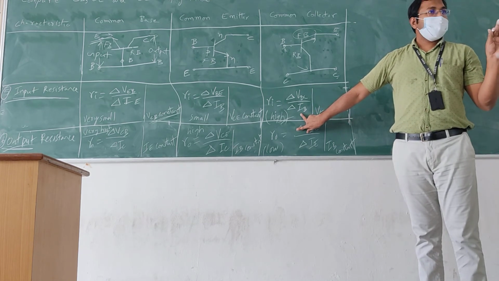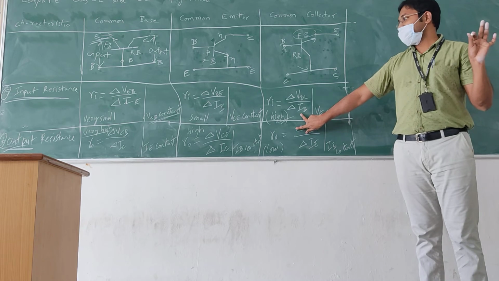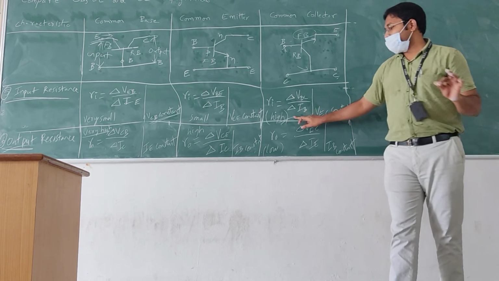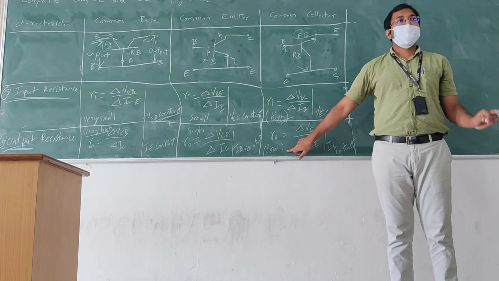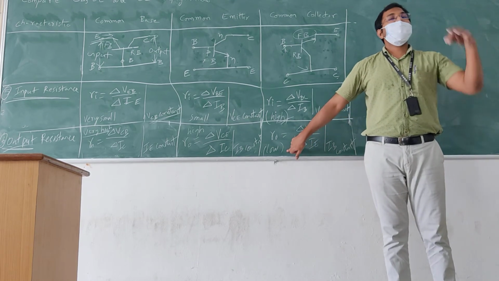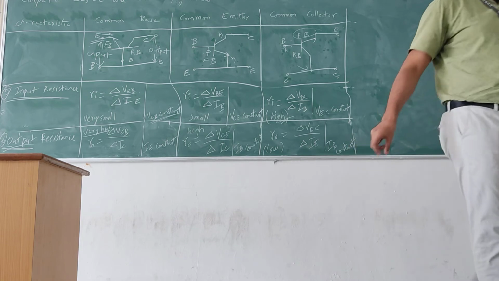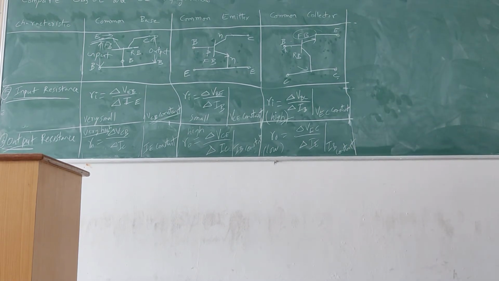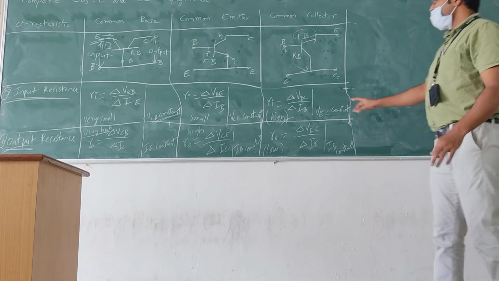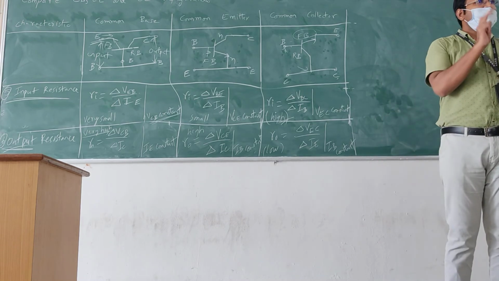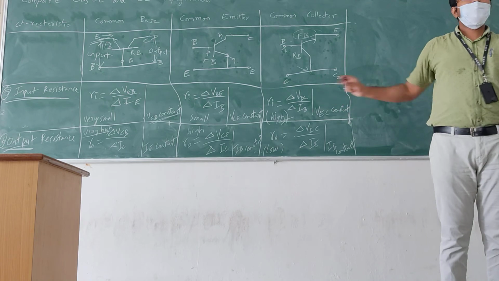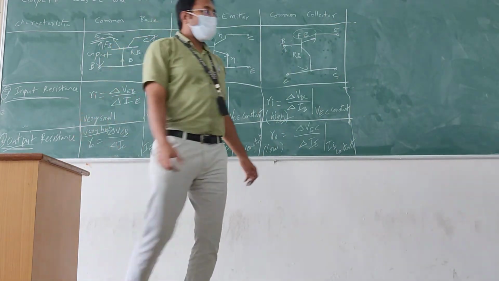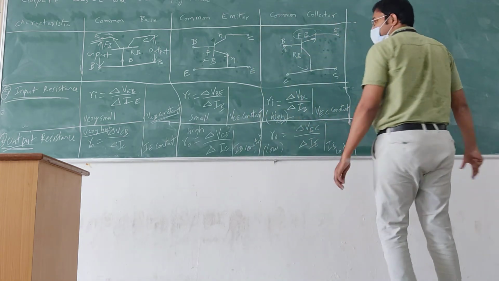Important application for common collector. If you see the common collector configuration, input resistance is high and output resistance is low. That is the requirement for a voltage amplifier. In detail, we will study this later. So it is suitable for impedance matching, just to match the impedance. Anyway, next two points we will discuss, then we will go for the detailed applications.